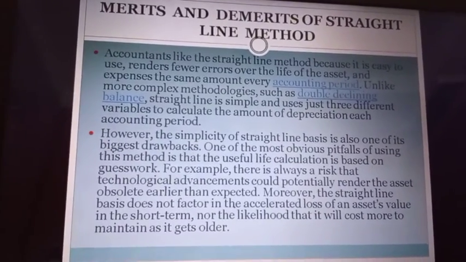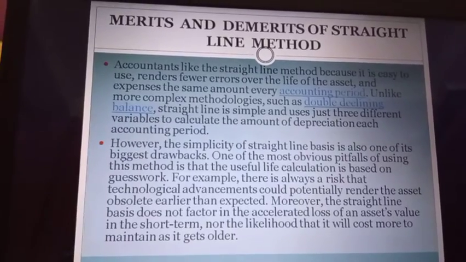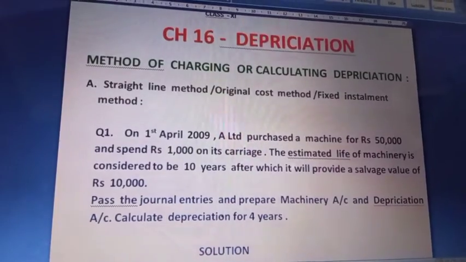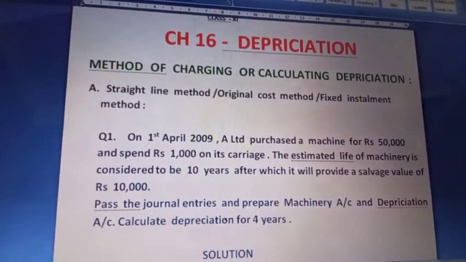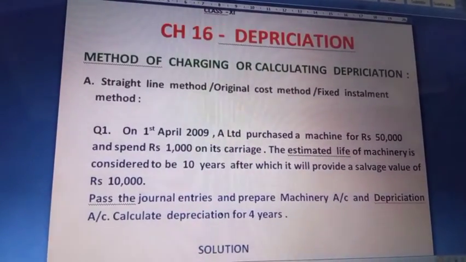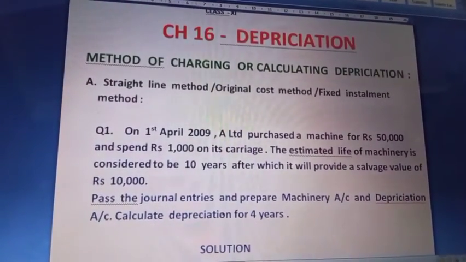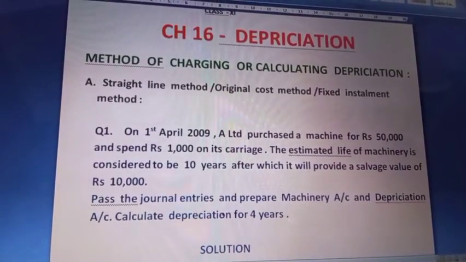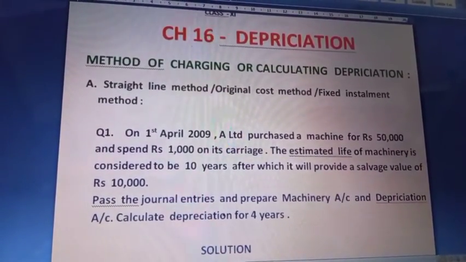Now I move on to the sum. So here I have the sum for you: on 1st April 2009, A Limited purchased a machine for rupees 50,000. That means the original cost of the machine is 50,000, and spent rupees 1,000 on its carriage. So this is an expense for the business. The estimated life of the machinery is considered to be 10 years.